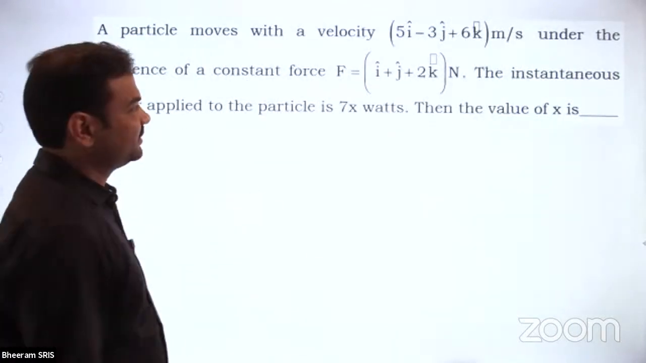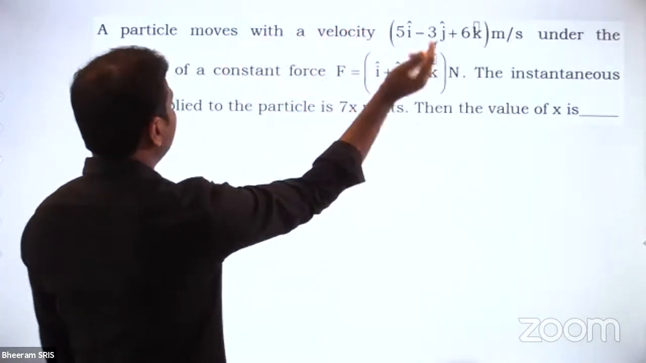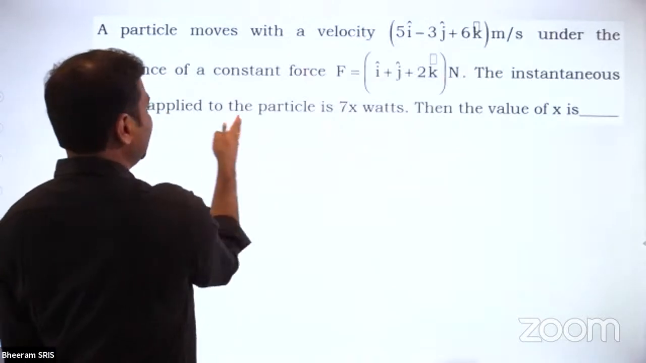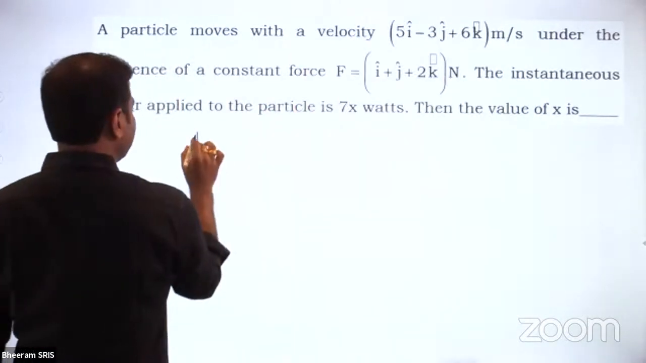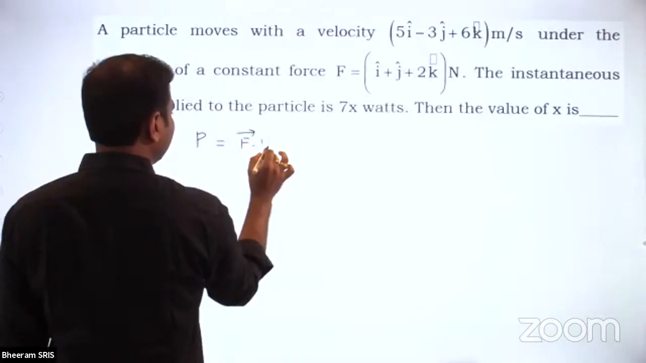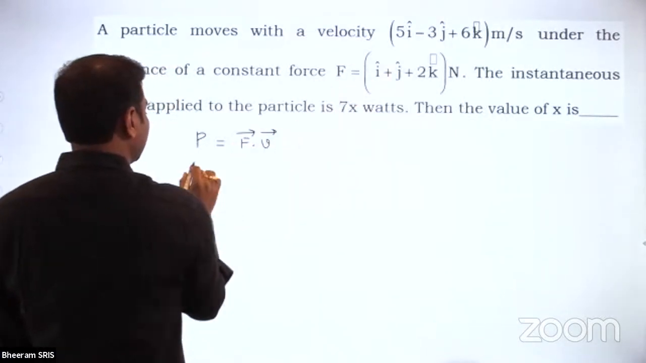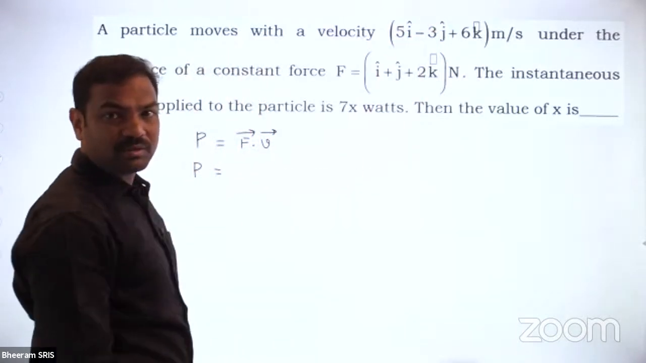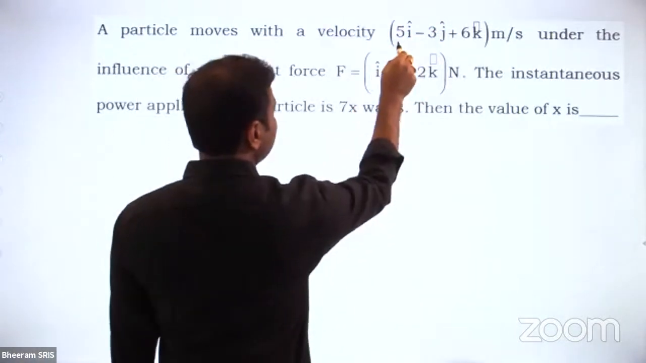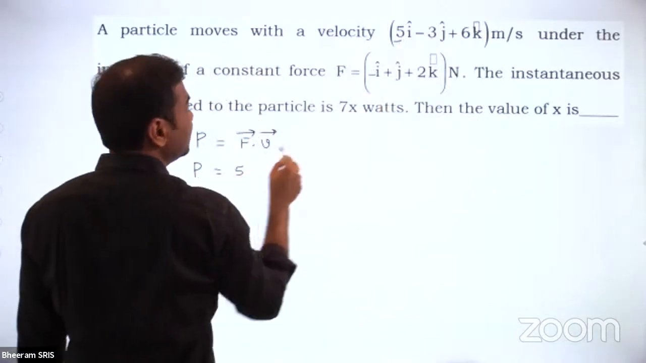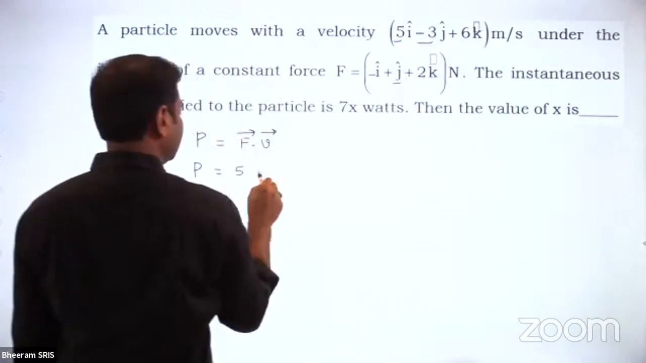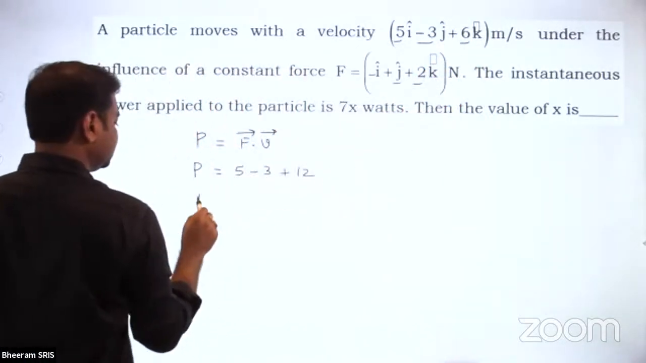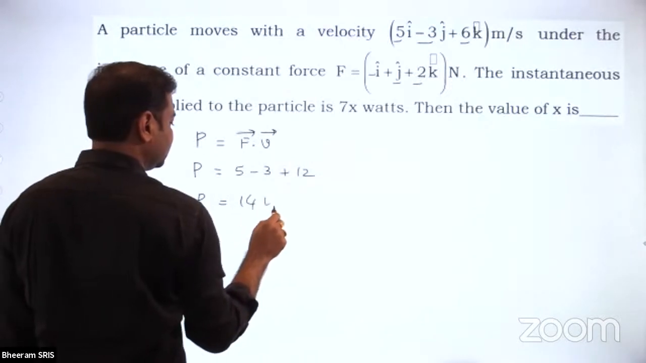This is the easiest question. They have given the velocity and a constant force. They're asking for the instantaneous power applied on the particle. So instantaneous power is equal to F bar dot V bar. They have given the velocity and force both. Then what is the power value? Dot product between these two vectors. How to go for dot product? Multiply the coefficients of i cap: 5 into 1, minus 3 into 1, and 6 into 2. That's it. Power is equal to 14 watt.